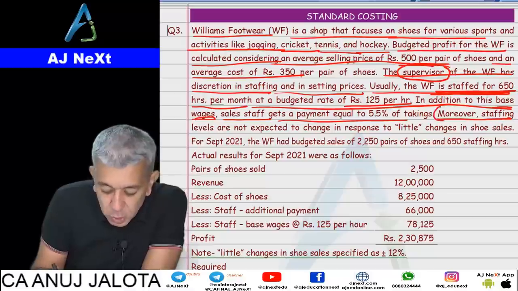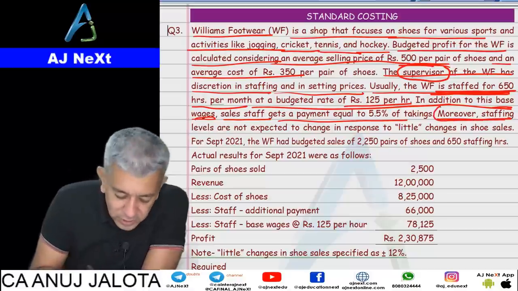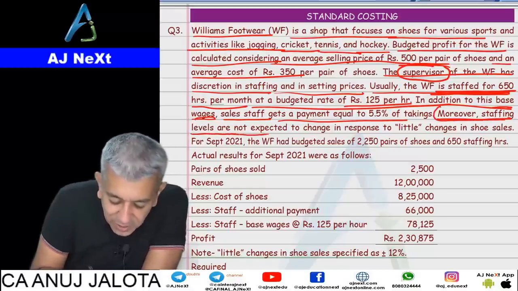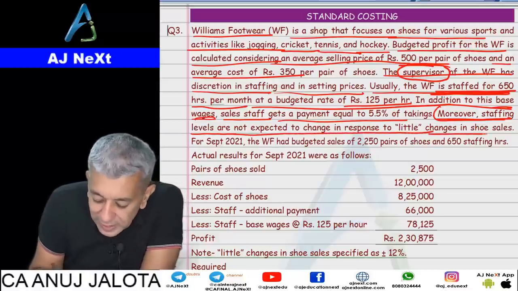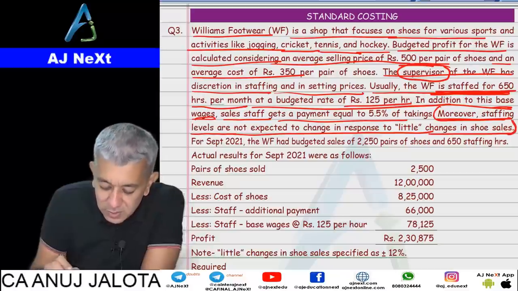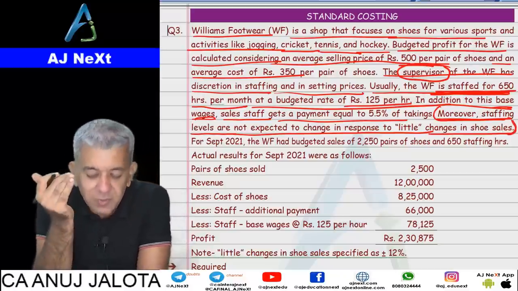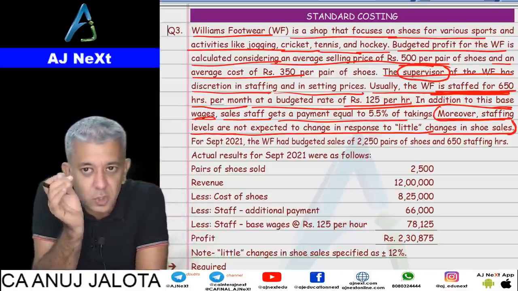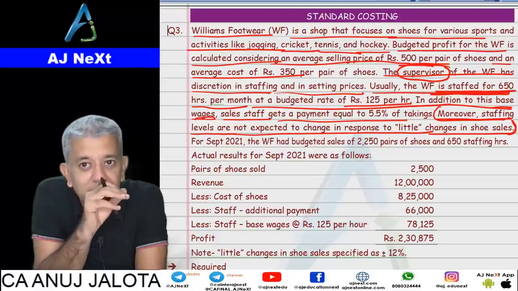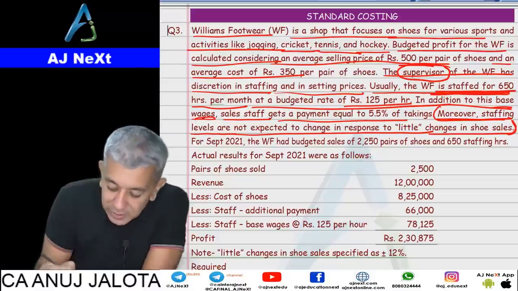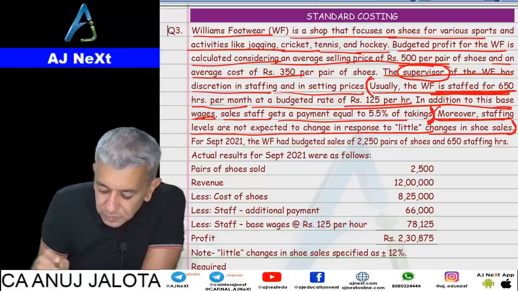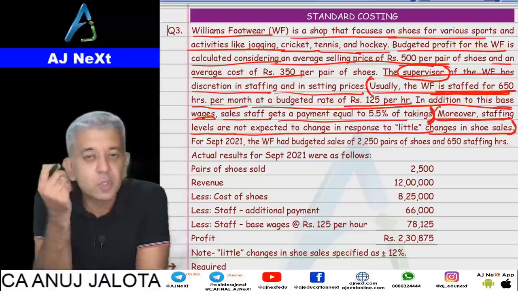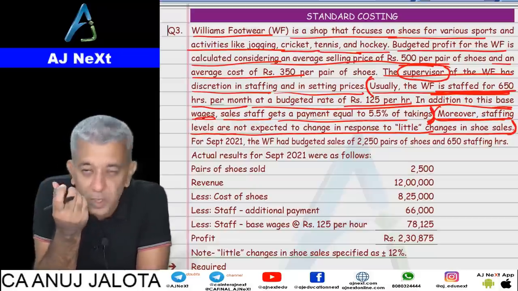Moreover, now this is too important a line. Moreover, staffing levels are not expected to change due to little changes in the shoe sales. Those guys are saying that even if the shoe sales change, this staffing will not change. Now that means that this staff that is there, first of all, is not going to be taking care of the production altogether.